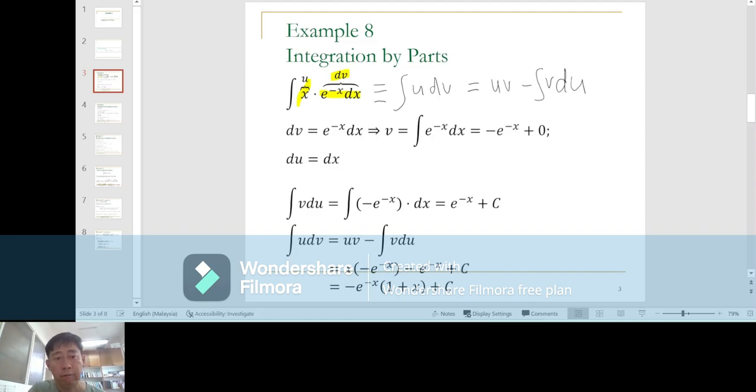With this choice, we derive the expression of v by integrating dv. Then we obtain du. With the expressions of v and du, we can then obtain the integral of u dv by slotting in the expressions of u, v and du to transform the integration into this form, which is easily integrated to give us the solution that is shown.